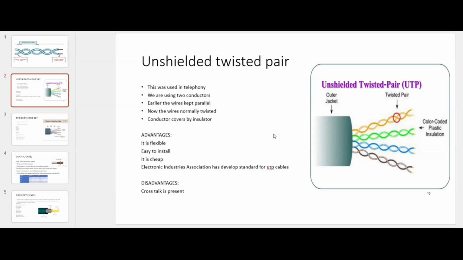Advantages of this UTP: it is flexible, easy to install, and cheap. And disadvantages: crosstalk is present. What is crosstalk? The information which is not required or relevant to us is known as crosstalk.